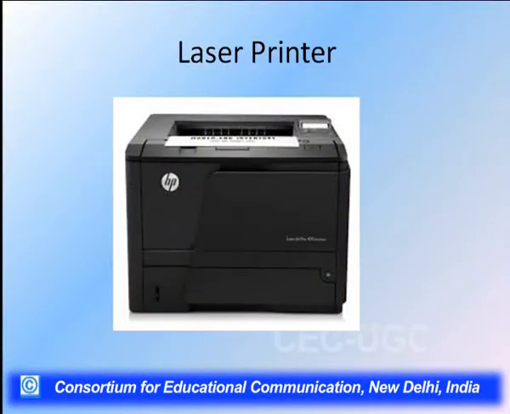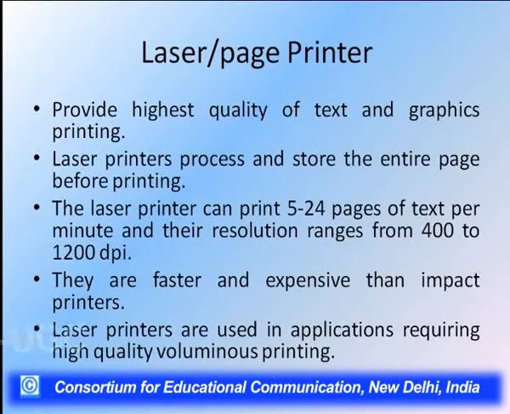The next printer that we see is a laser printer. Now, laser printer provides the best quality of text and graphics printing. Laser printer processes and stores the entire page before printing. So, basically laser printers are page printers. They can print 5 to 24 pages of text per minute, and the resolution is from 400 to 1200 dpi. These are faster, more expensive and much quieter.